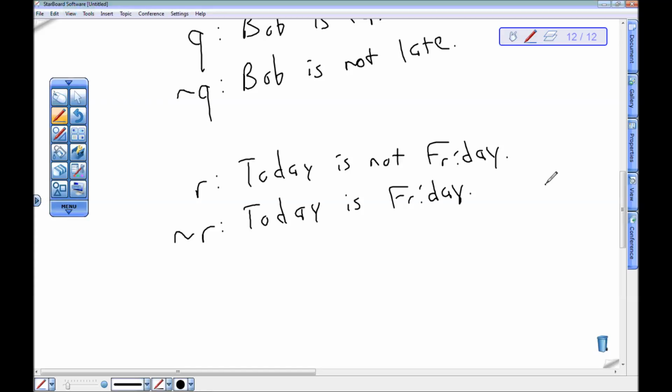I could say it is not true that today is not Friday, but again, I know that the opposite assertion is today is Friday, and I think that's the easiest and clearest way to say it. So that's what I should have for the negation of R.